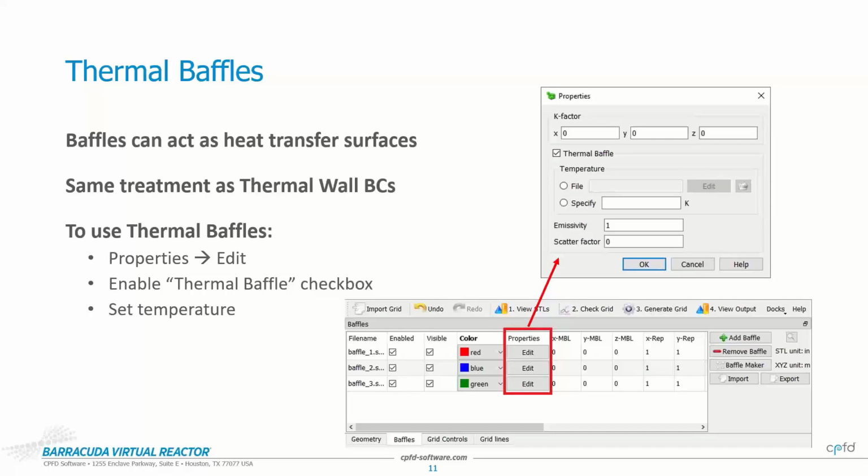To use the new thermal capabilities, you would check the box that says thermal baffle, and then this would tell the solver that it needs to apply your specified temperature, and you can do either a constant temperature or a time varying temperature through an SFF file. And then if you have a radiation model enabled, then these fields for emissivity and scatter factor would also be applied to the calculations for radiation.